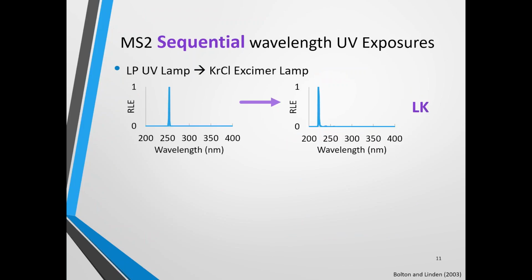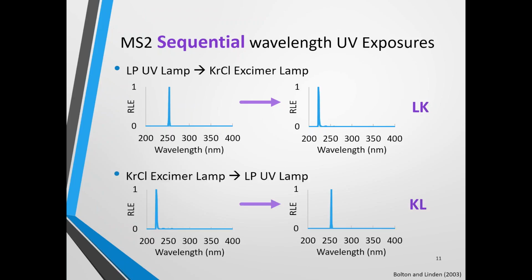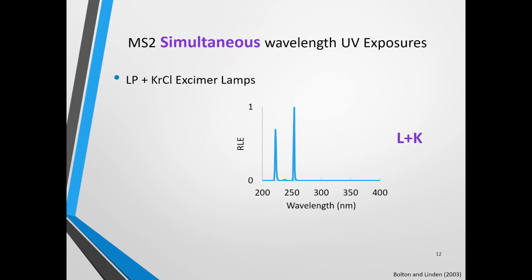To simulate a polychromatic emission, I applied these UV sources together. The first way I applied them together was in a sequential exposure. So I first exposed the MS2 to the low pressure lamp and then to the excimer lamp to target genome damage and then the protein damage. I also exposed MS2 to these same sources but in reverse order. The second type of combination exposure I tested was a simultaneous exposure for MS2 to target both the genome damage and the protein damage at the same time. I'll be calling that L plus K.